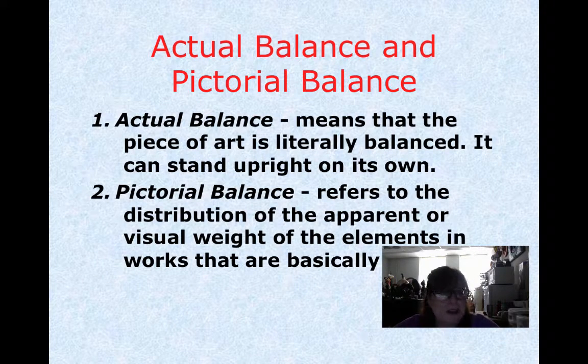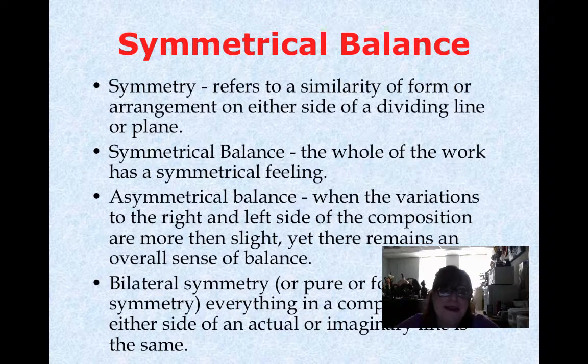And you can have actual balance and pictorial balance. So actual balance means that the piece of art is literally balanced. It can stand upright on its own two feet. Pictorial balance refers to the distribution of the apparent or visual weight of the elements in works that are basically two-dimensional. So, a painting isn't going to stand up by itself, but it may have pictorial balance. And then I think you all know what symmetry is.